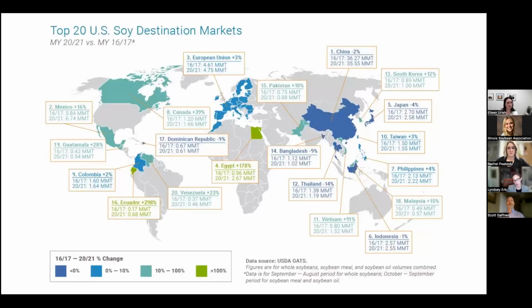And I don't think that any of these will come as a surprise to any of you. These are actually our 21-22 marketing year destinations. I'm about 2 weeks away from getting a new graphic from our team. This is somewhat unique and really handy in that it does a soybean equivalent, so it's calculating exports of whole beans, meal, and soybean oil. So you're looking at that across multiple platforms.